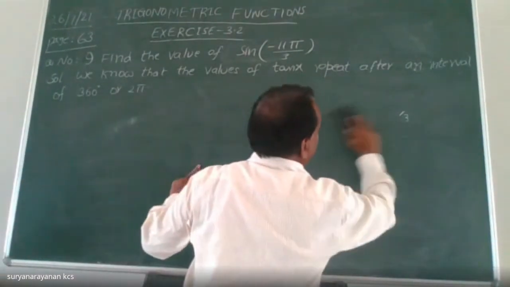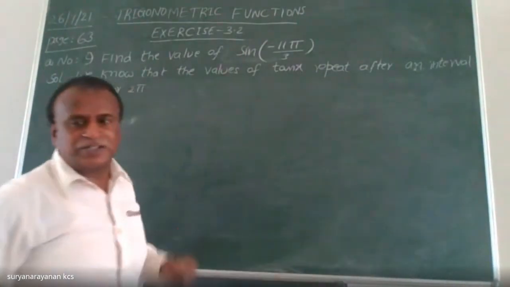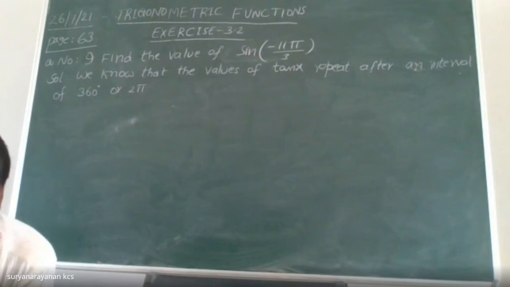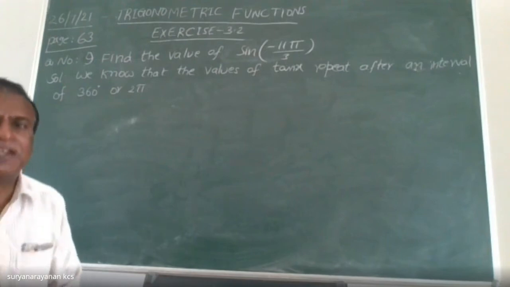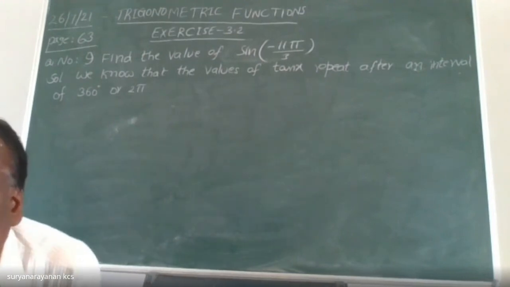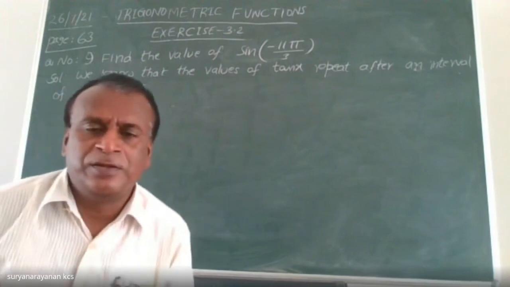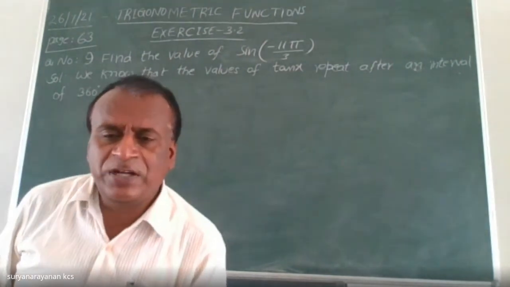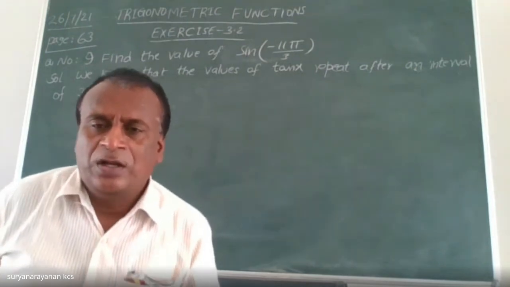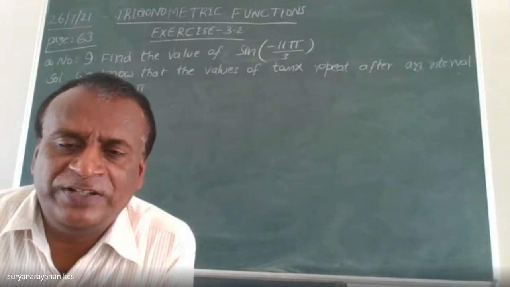Which method? Degree measure or radian measure? Tell me, which method is comfortable to you to find the value of this trigonometric function? Radian measure. Is it okay, radian measure? I don't explain degree measure for this question.